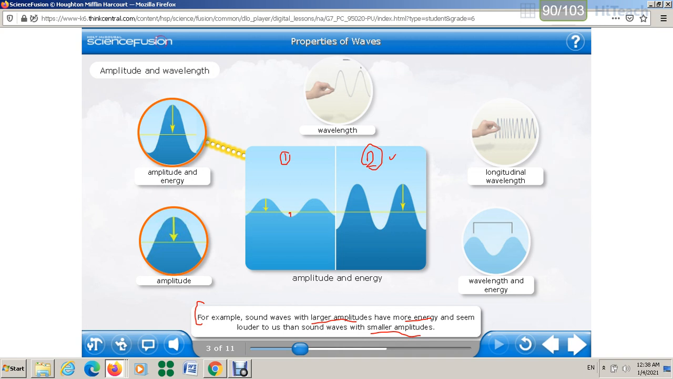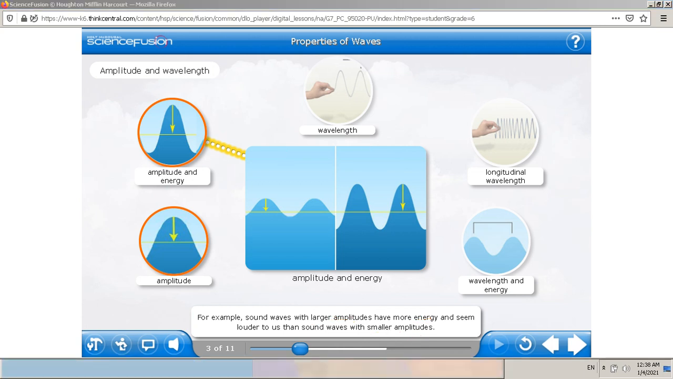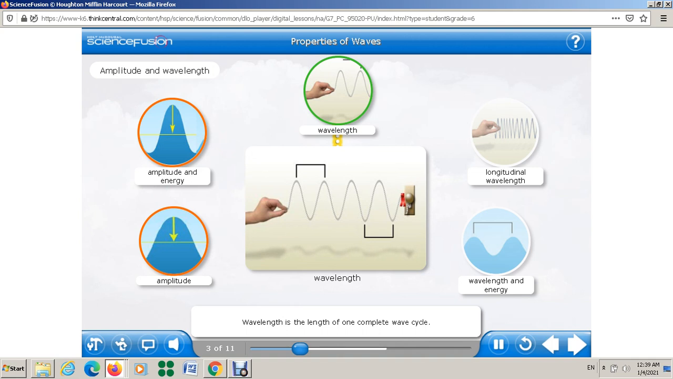Okay, so this is about the first property we can use to describe waves, which is amplitude. Let's talk about the second property that we can use to describe a wave, which is the wavelength. Wavelength is the length of one complete wave cycle. One way to measure the wavelength of a transverse wave is to measure the distance between any two adjacent crests.